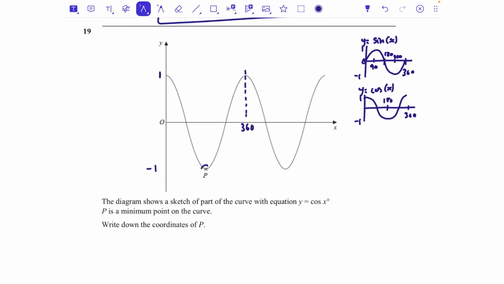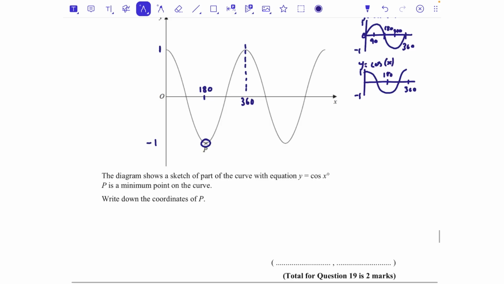So this point here, we know it's down at -1, and we also know that because it's halfway through that repeated section, that's 180 degrees. So the coordinate they're looking for here, remember you're going along the corridor up the stairs, so 180 in the x direction and -1 in the y direction.